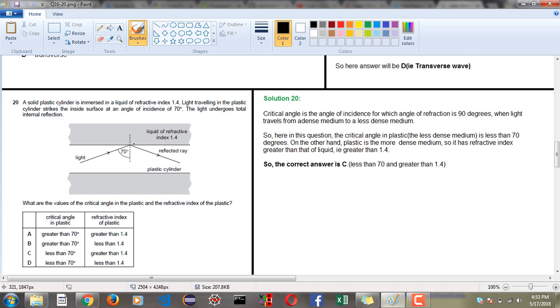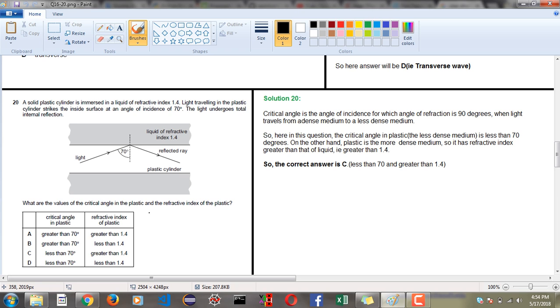This concept is based on refraction and reflection. A solid plastic cylinder is immersed in a liquid of refractive index 1.4. Light traveling in the plastic cylinder strikes the inside surface at an angle of incidence of 70 degrees, and the light undergoes total internal reflection. What are the values of the critical angle in the plastic and the refractive index of the plastic? There are terms that we need to know: refractive index, total internal reflection, and critical angle.